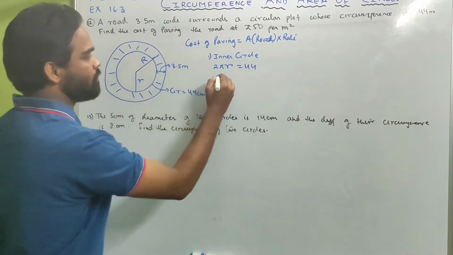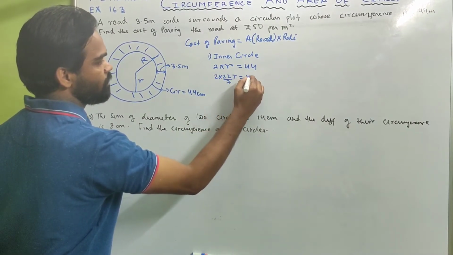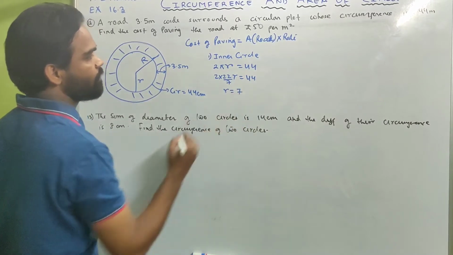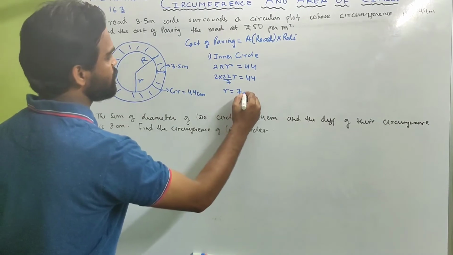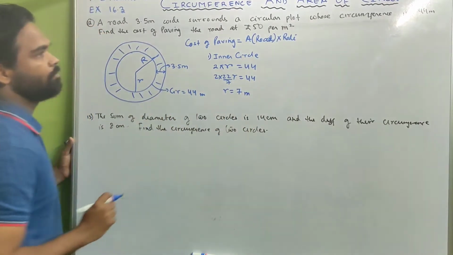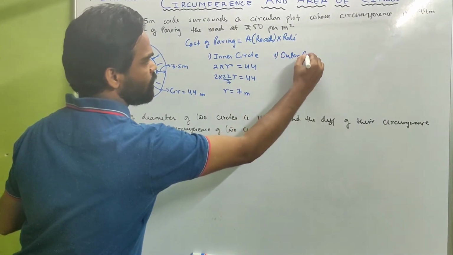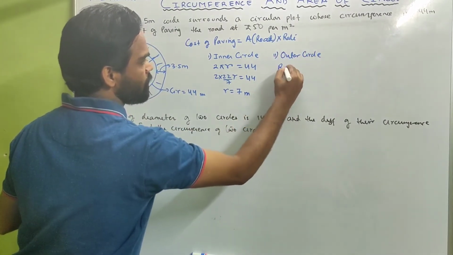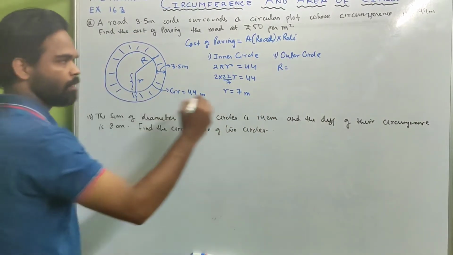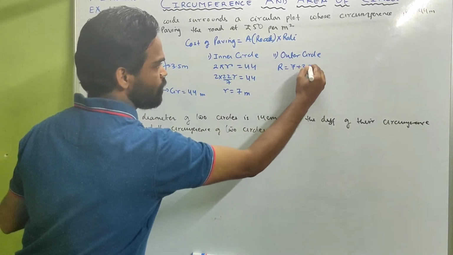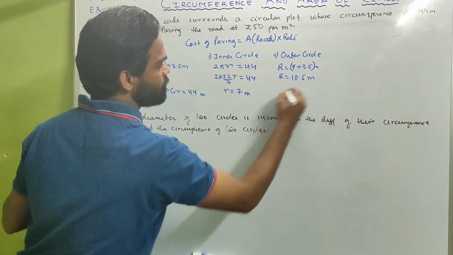So this is 2 into 22 by 7 into r is 44, which means r is 7. So the radius of the inner circle is 7 meter. Then for the outer circle, if you look carefully, capital R will be this plus 3.5, which is 7 plus 3.5 meter. That's 10.5 meter.